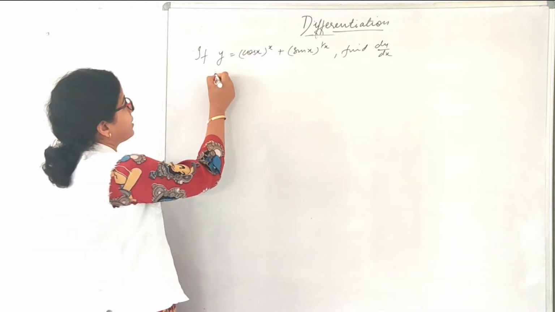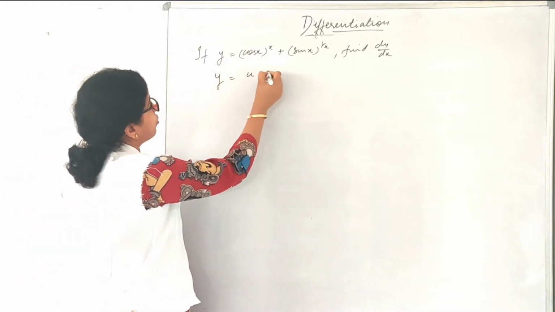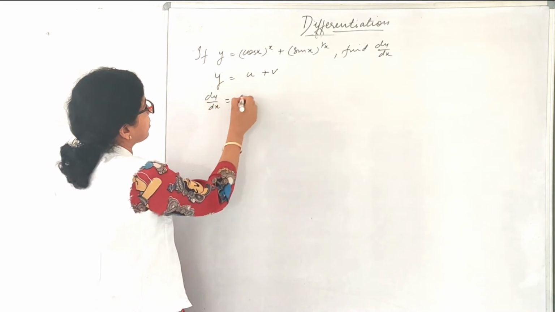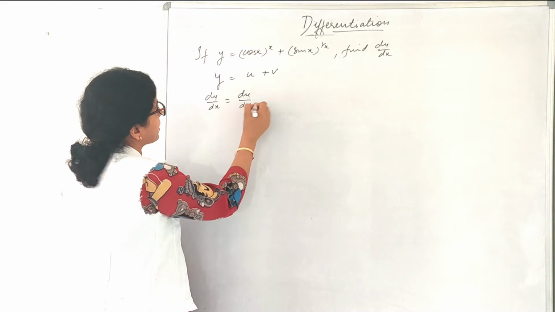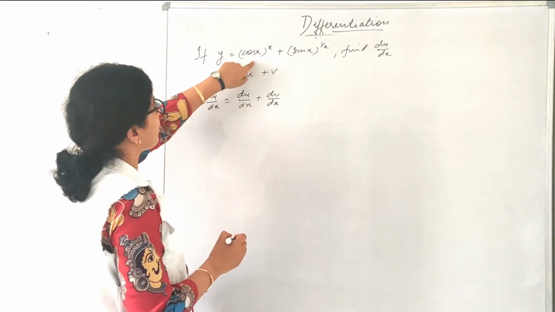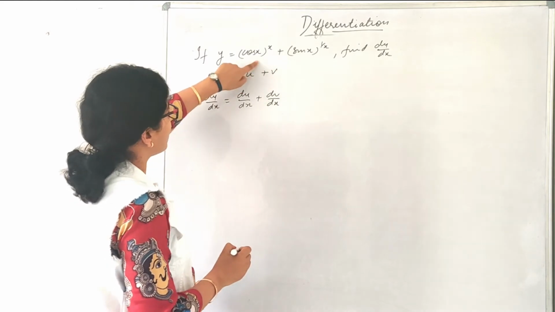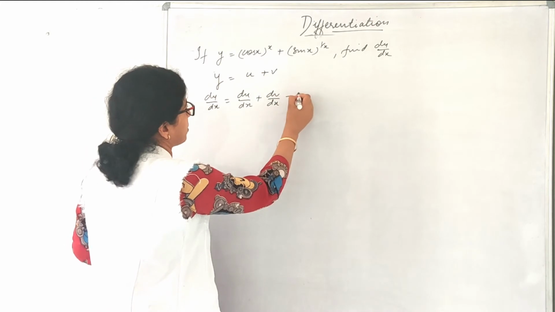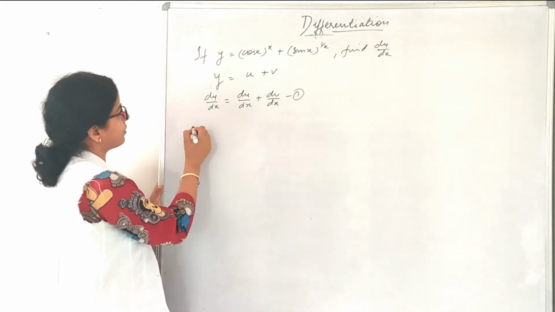We are going to write y is equal to u plus v. dy by dx is equal to du upon dx plus dv upon dx. Now we are going to separately solve both these functions, find out their values, and then substitute in this first equation. Okay, so let us check first.